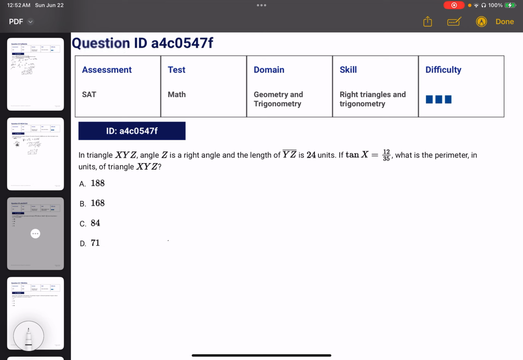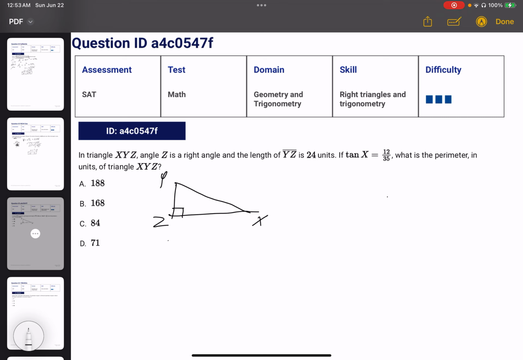Looking at the next question. In triangle XYZ, angle Z is the right angle and the length of YZ is 24 units. If tan X is equal to 12 over 35, what is the perimeter in units of triangle XYZ? Okay, so we're looking for the perimeter. So I'm going to draw this out here. So triangle X, Y, Z. Z is the right angle.